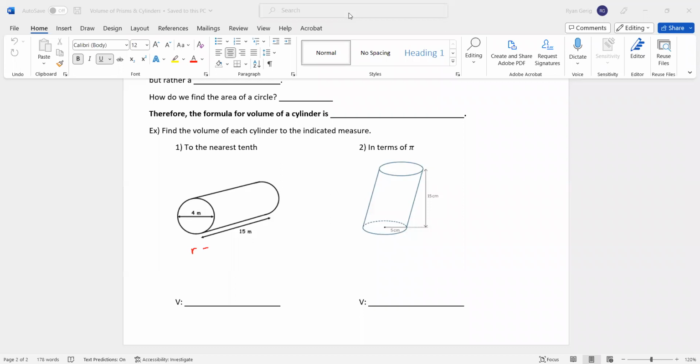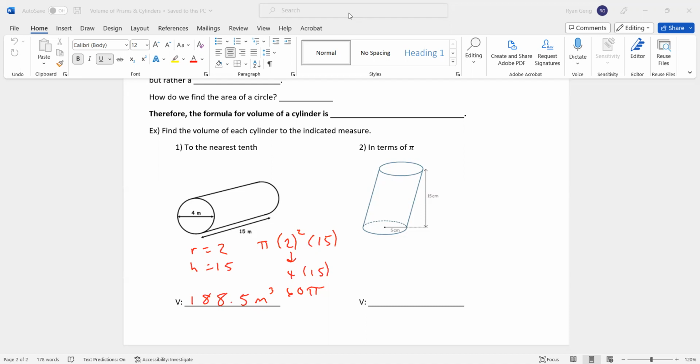So r is 2, h is 15, pi r, 2 squared, times the height 15. Well, 2 squared is 4. 4 times 15 is 60 pi. And then I'm actually going to multiply 60 times pi to get 188.5 cubic meters.